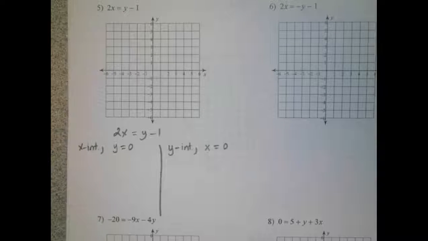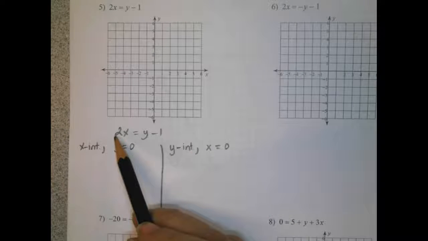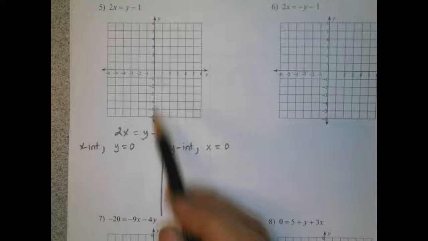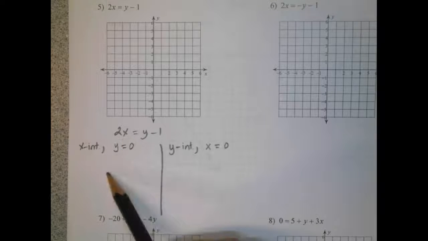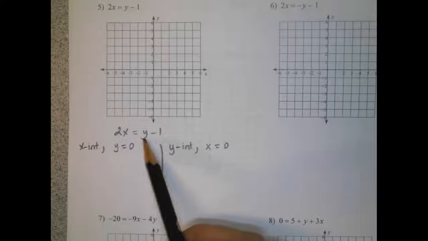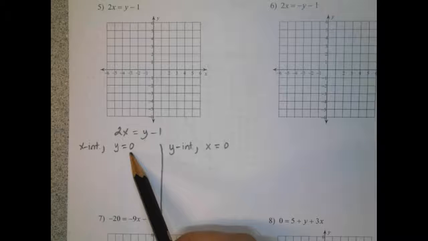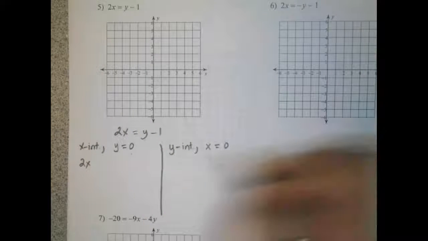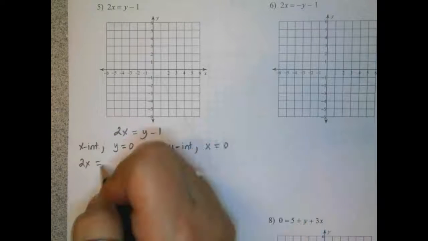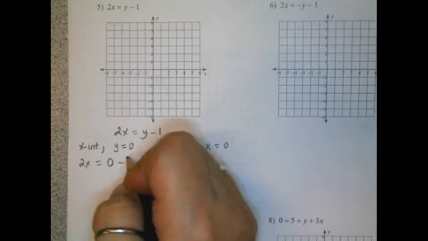Okay. So now this is my equation, right? And I need to graph it, but I need to find my x-intercepts. So I'm going to take this equation and rewrite it down here, but instead of y, I'm going to write y as what? 0. So I'm going to rewrite 2x is equal to 0 minus 1.